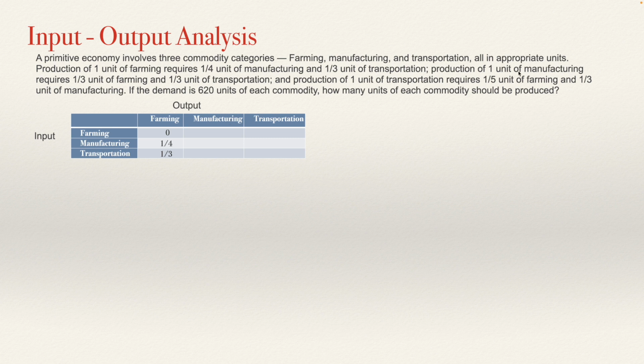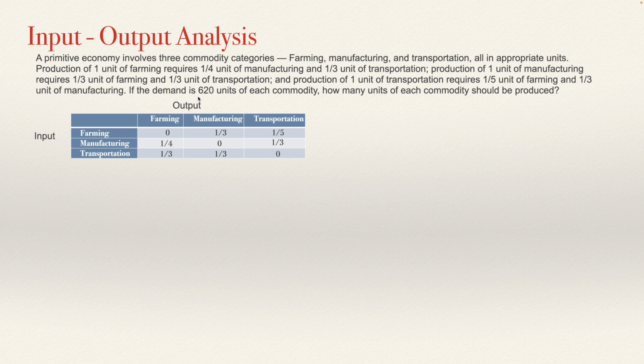In the same way, we noted that 1 unit of manufacturing requires 1/3 unit of farming, so the number here will be 1/3. And it requires 1/3 unit of transportation, so the number here will be 1/3. And it will be a 0 here. And transportation, finally, 1 unit of transportation requires 1/5 unit of farming, so it will be 1/5 here, 1/3 unit of manufacturing, and no transportation. So we have a 0 here.